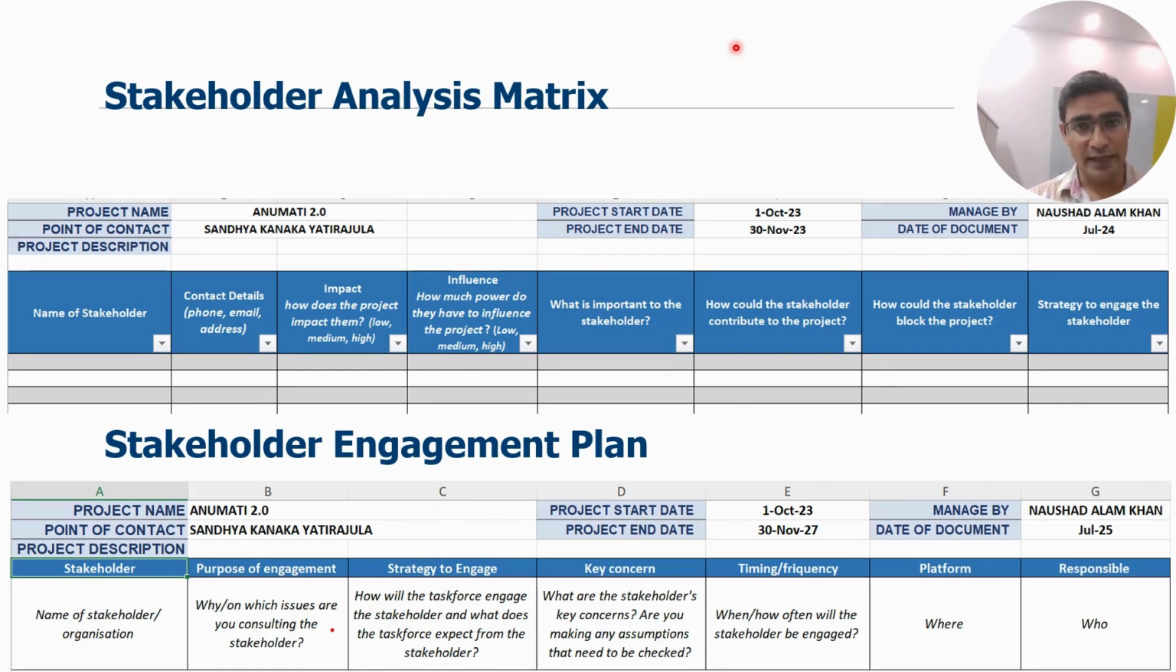A stakeholder engagement plan should have the purpose of the engagement, the strategy to engage, what the key concerns are for the stakeholders or the project, the frequency and timing of this engagement, the platform we will engage with them on, and who is responsible for engaging with this particular stakeholder.